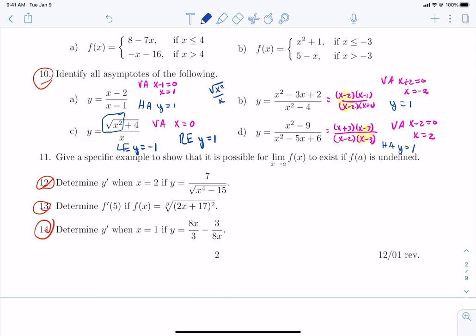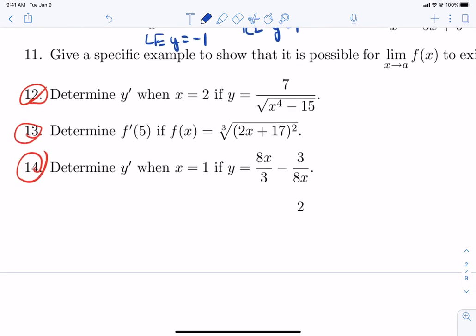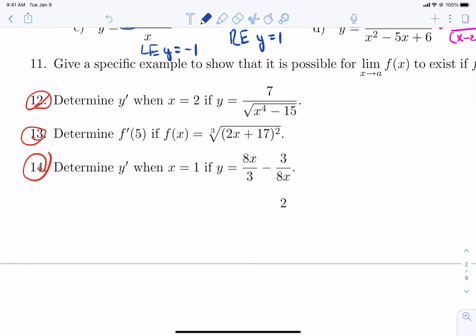Those are all about rules of derivatives. And so you do have to remember all your rules of derivatives. And I just want to practice doing some of those. So let's start with number 12. So the first thing I would say about number 12 is let's do a little rewrite. Remember those rewrites to make your derivative process nicer.